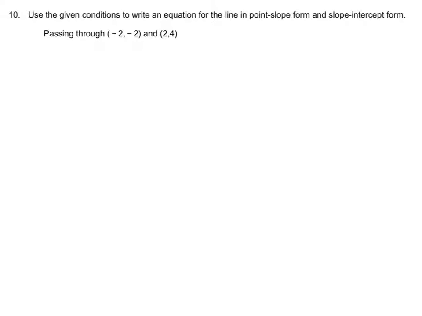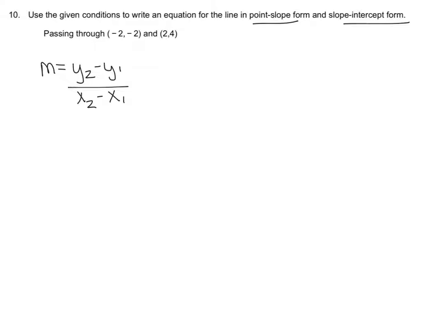Use the given conditions to write an equation for the line in point-slope form and slope-intercept form. So first, I need to find the slope because I'll need the slope for both of these forms. And we'll use the formula m equals y sub 2 minus y sub 1 over x sub 2 minus x sub 1.